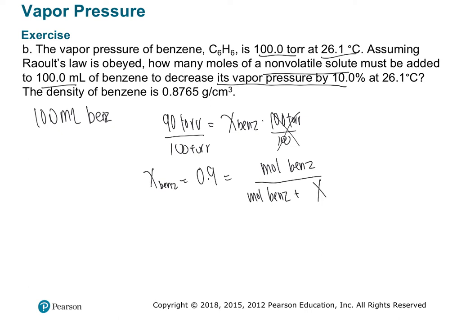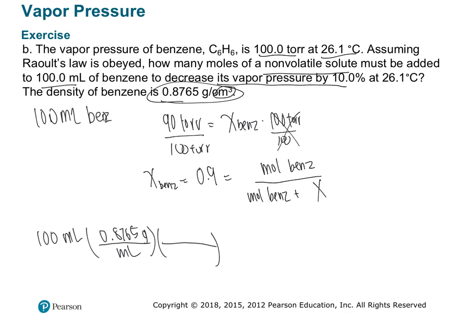So let's find moles of benzene. I have 100 milliliters of benzene. I know the density of benzene, so I can find out how many moles of it I have. I have 0.8765 grams per milliliter. Remember, a centimeter cubed is a milliliter. And now I can go from grams to moles. So the molar mass of benzene is 78.11 grams per mole. So I have a total of 1.122 moles of benzene. So I'm going to plug that right here.